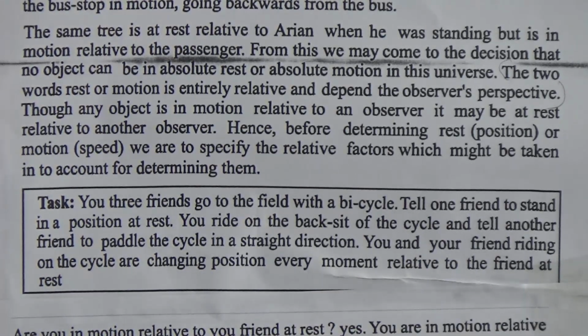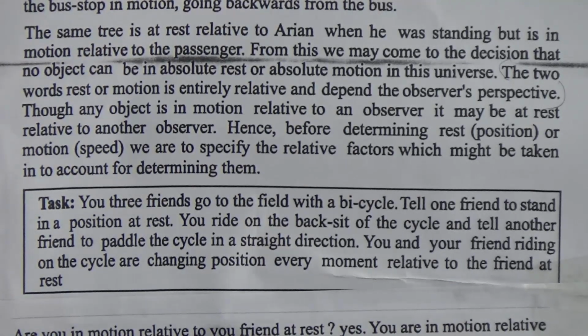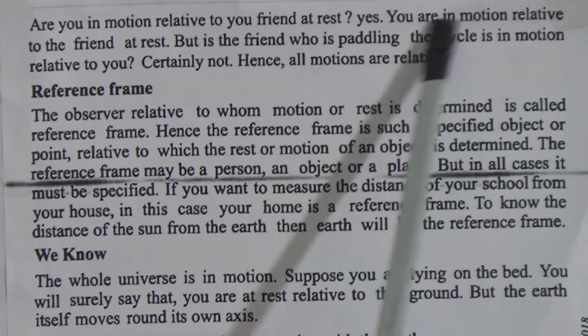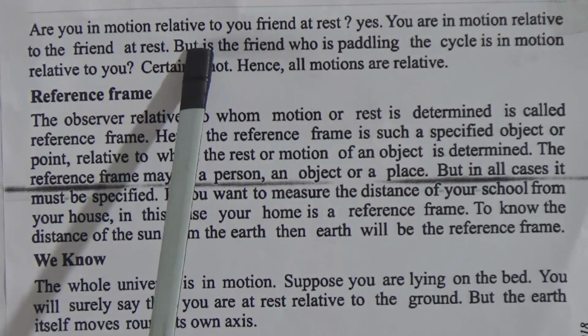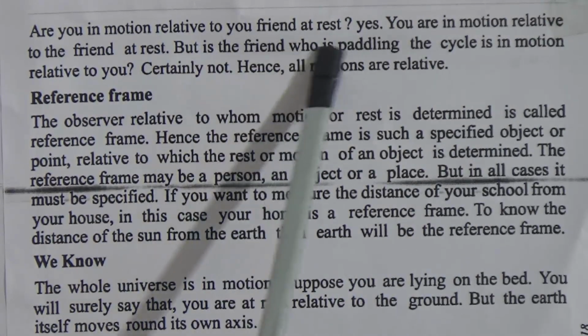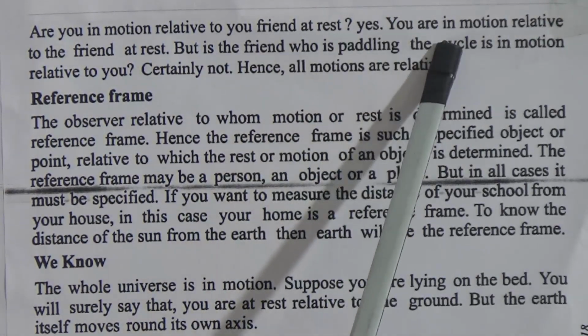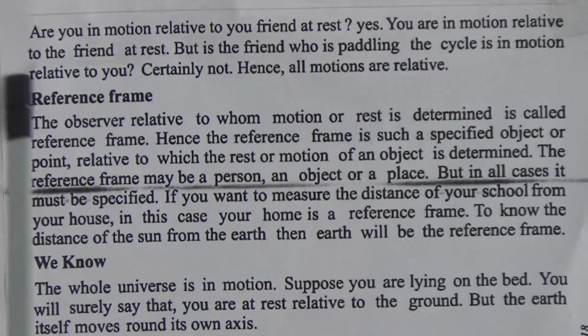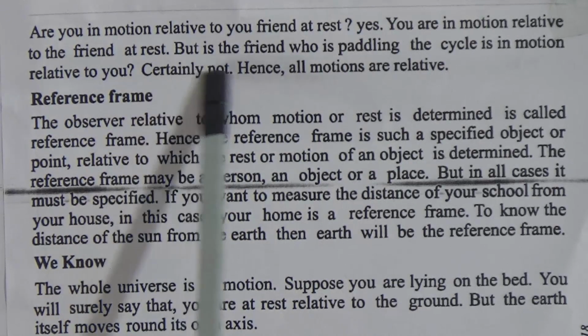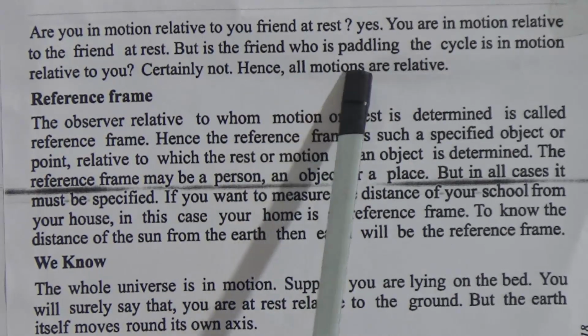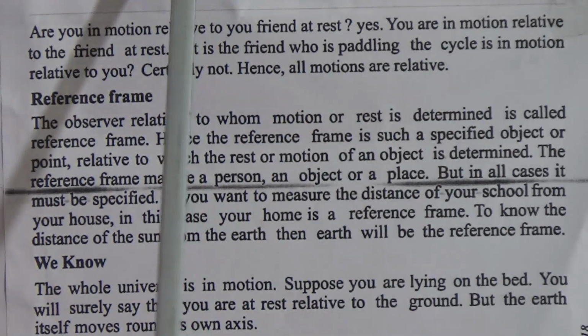You and your friend riding on the bicycle are changing position every moment related to the friend at rest. Are you in motion related to your friend at rest? Yes, you are in motion relative to the friend at rest. But is the friend who is pedaling the cycle in motion related to you? Certainly not. Hence, all motion is relative.